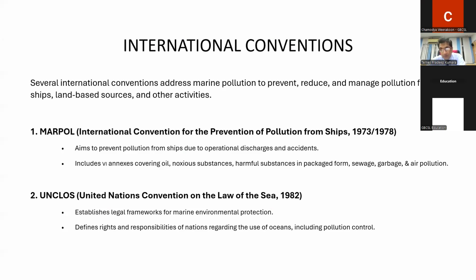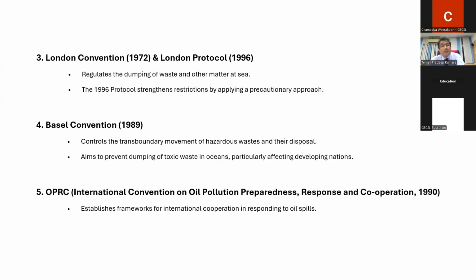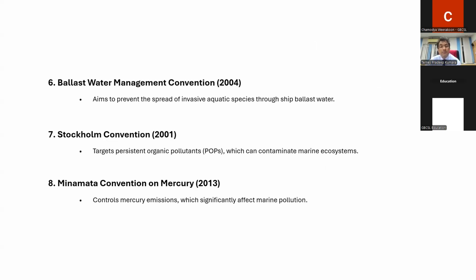And again, there are lots of international conventions to control marine pollution from ships, especially. So we have MARPOL, the International Convention for the Prevention of Pollution from Ships, and we have UNCLOS, because UNCLOS also gives some provisions for marine pollution control. And you have the London Convention, the London Dumping Convention, 1972, and the London Protocol. You have the Basel Convention, the OPRC Convention, the International Convention on Oil Pollution Preparedness, Response and Cooperation, and we have the Ballast Water Management Convention, the Stockholm Convention, 2001, and Minamata.